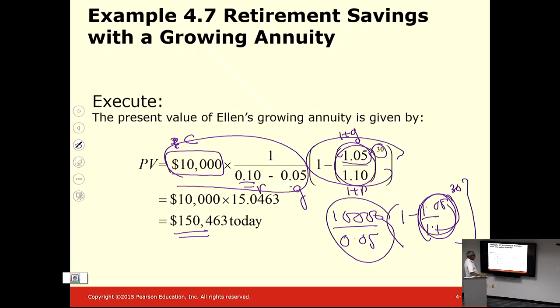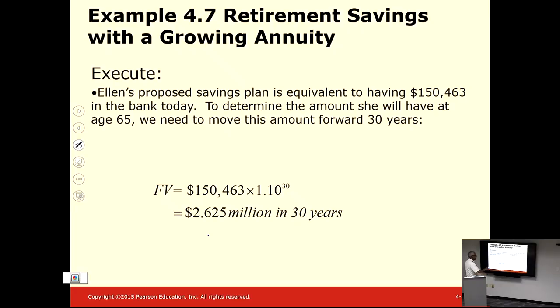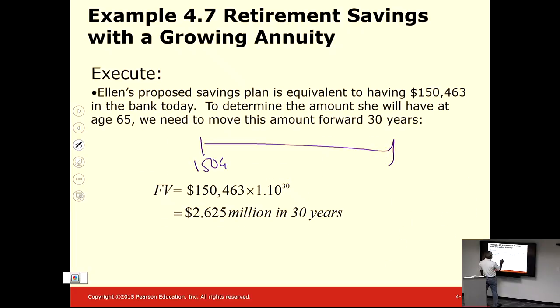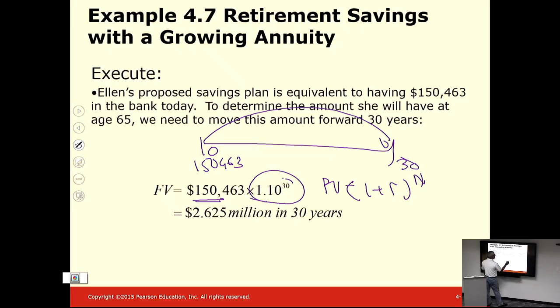150,463 today. That 150,463 today, in 30 years, I grow it as one lump sum. So 150,463 today, in 30 years, is going to be present value times 1 plus R to the power n. So present value of 150,463 times 1 plus R to the power n gives you 2.625 million in 30 years.